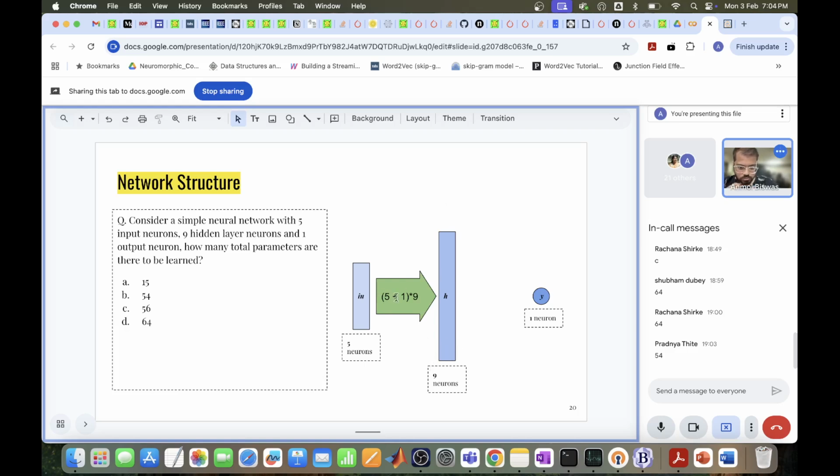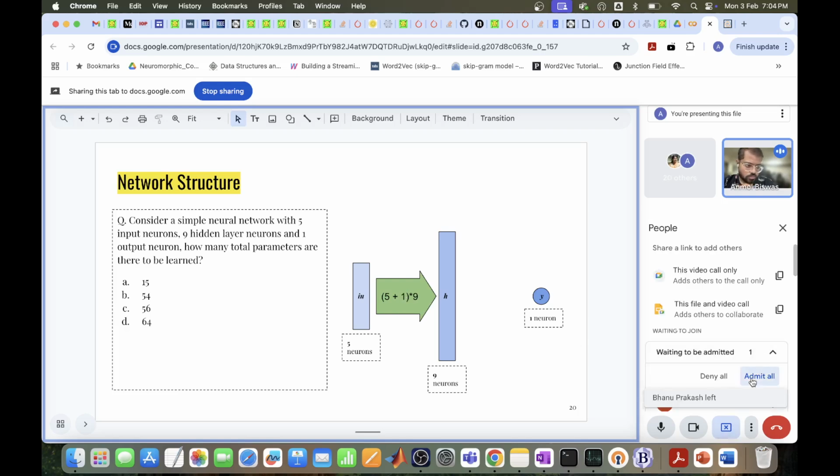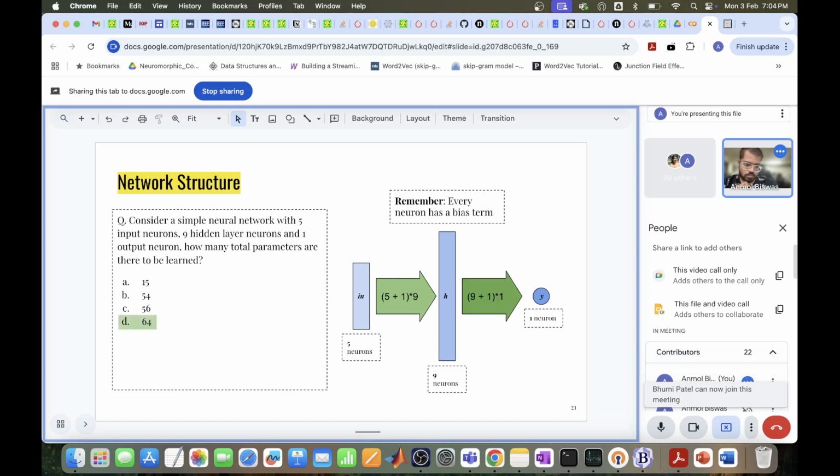Each of these hidden layer neurons will have a bias, right? So basically what you end up with is (5 plus 1) times 9, which is 6 times 9, which is 54, right? So you have 54 parameters over here, and then go to the next layer, which is just hidden to output. And of course, because there is only one output, the number of weight parameters is 9, and the number of bias parameters is just 1. So totally there are 10 parameters over here, right?